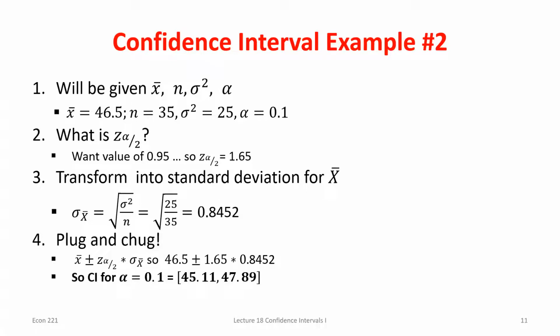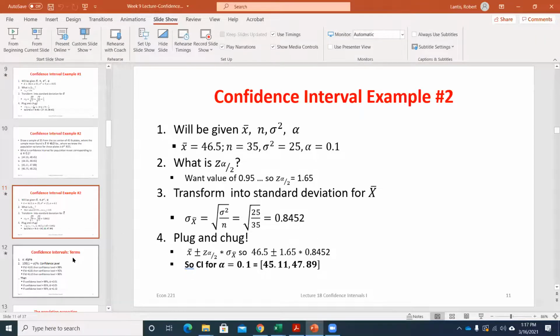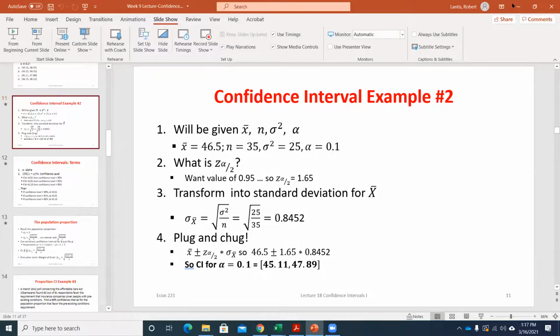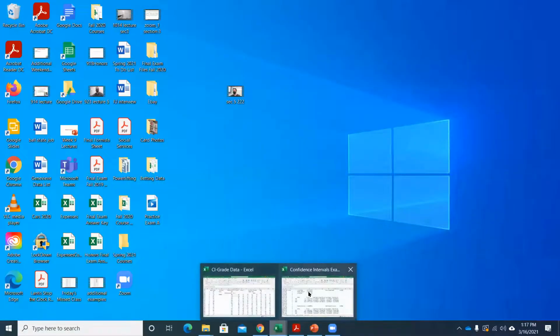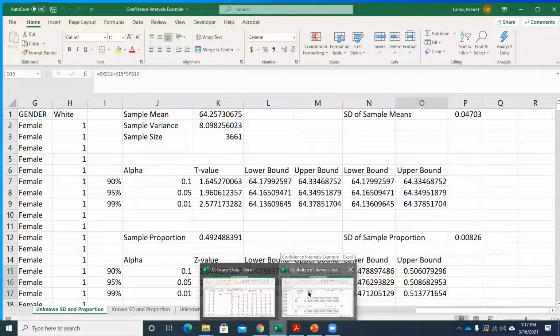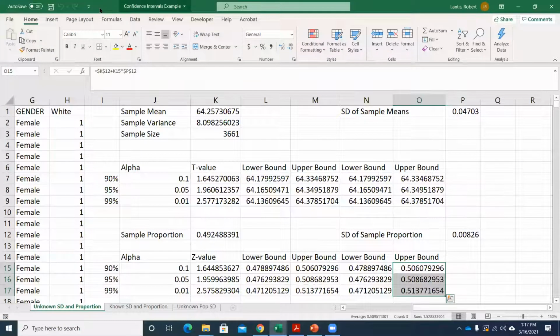Any questions on anything that we've worked up to or worked on up to this point? Okay. So we're right exactly where I want to be. So let's go. Let's use this confidence interval example file.